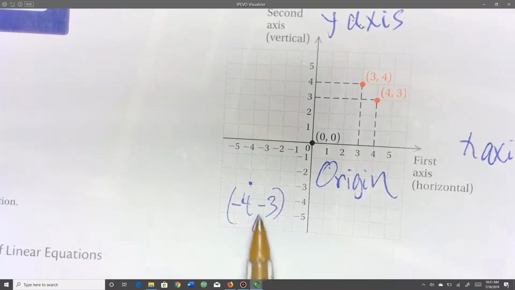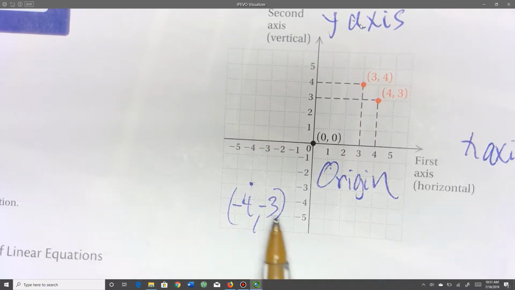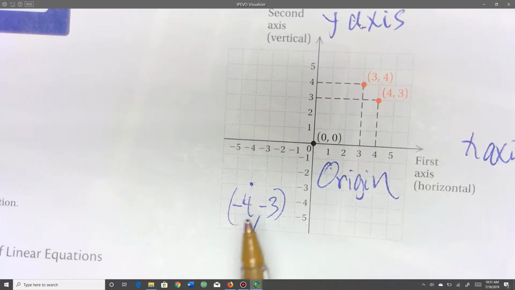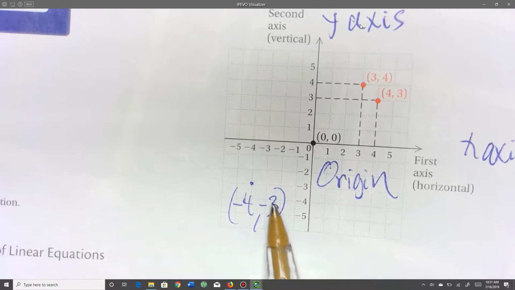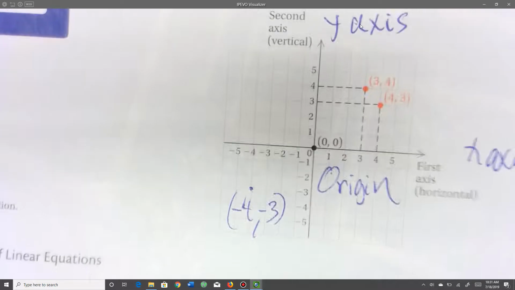You need to separate the x and the y values with the comma. Make sure you get used to this format here. This is an order pair. This is how you write an order pair, okay? With parentheses, the x value comes first, the y value comes next. All right, let's move on.